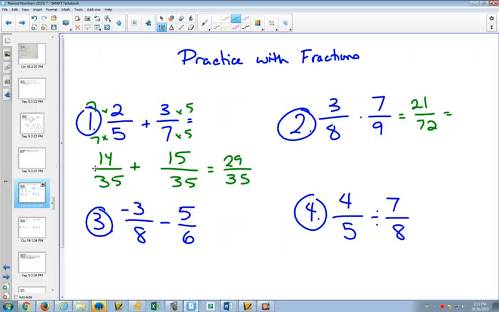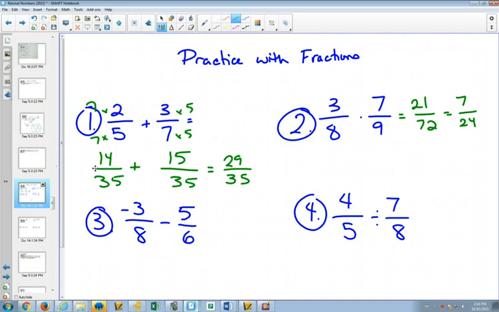And this is where this method gets a little bit tougher, because I have to find something that divides both 21 and 72. And they both can be divided by 3. 21 divided by 3 is 7. 72 divided by 3 is 24.